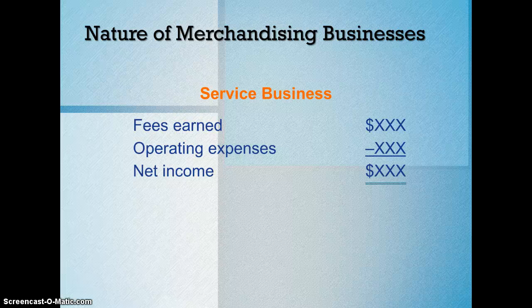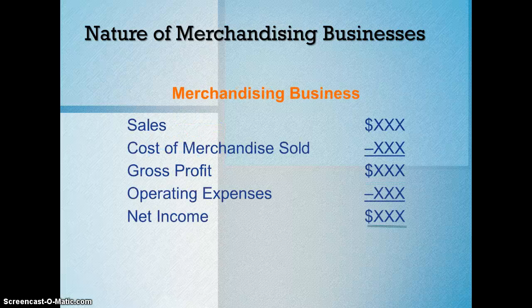The difference is with a merchandising business, we have sales, which is our revenue account, like our fees earned account, but then we want to separate out our cost of merchandise sold. We separate the two because cost of merchandise sold is usually the largest expense of a merchandising business. So by separating it out, we give our shareholders a little bit more information. And then when we subtract that, we end up with a gross profit, and then we take our regular other operating expenses and subtract those to get net income.